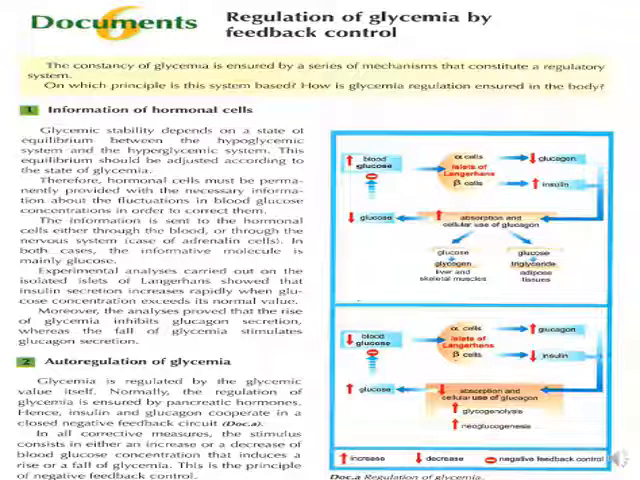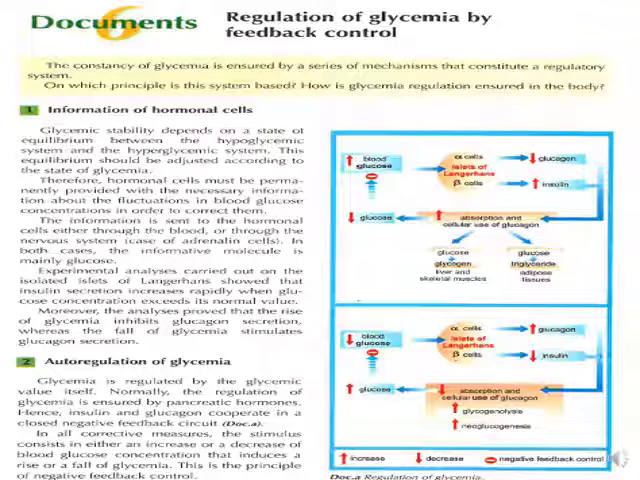So experimental analysis carried out on the isolated islets of Langerhans shows that insulin secretion increases rapidly when glucose concentration increases or exceeds its normal value. Moreover, the analysis proved that the rise of glycemia inhibits glucagon secretion, whereas the fall stimulates the secretion of glucagon.